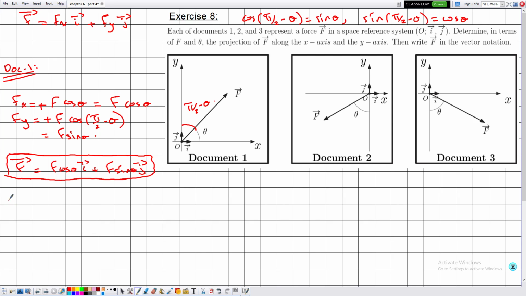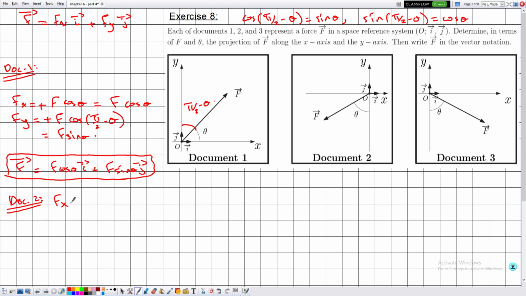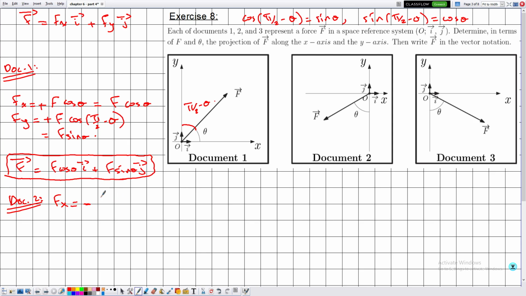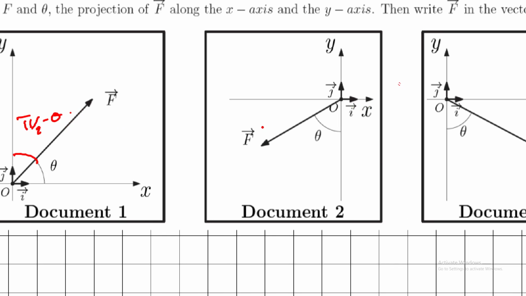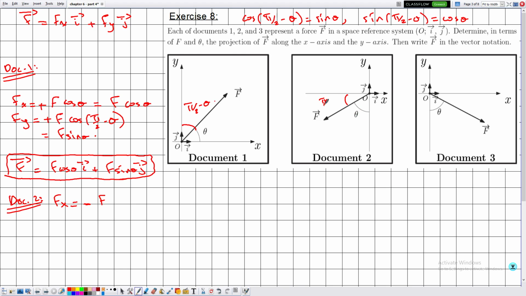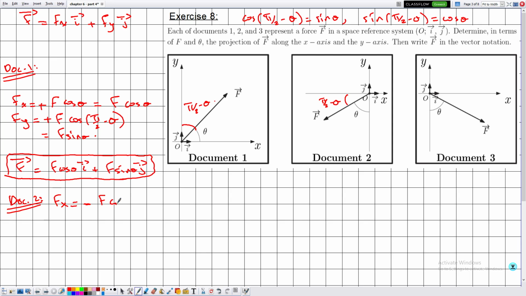Now as for document 2, fx is equal to, notice that f is pointing in the negative direction of the x-axis, so it's minus, multiplied by its magnitude, which is f, times the cosine of the angle between the x-axis and the force f. So if this is theta, then this is pi by 2 minus theta. So this is the angle between f and the x-axis, so cosine pi by 2 minus theta. And according to this relation, this is equal to minus f sine theta.